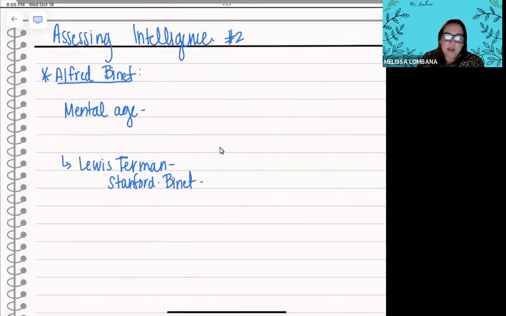And this is the original test. Now, this one tests 4 areas of cognitive abilities that you also need to know, so make sure to write that down. And the first one is going to be verbal reasoning. Okay, so verbal reasoning is understanding words and how to use them. Okay, so that's one.